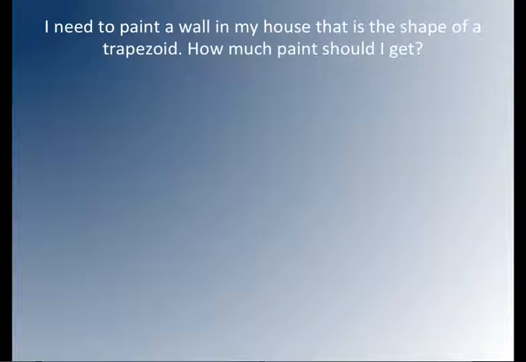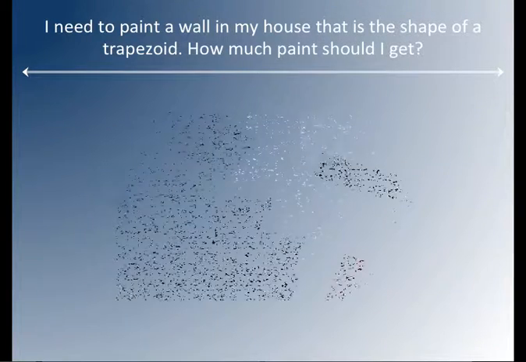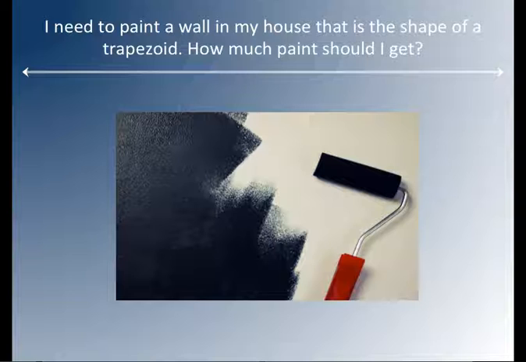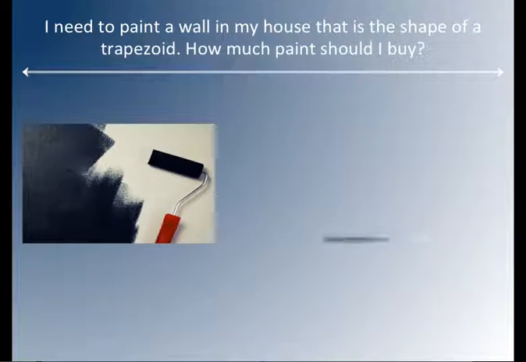Let's look at our final example for home improvement. I need to paint a wall in my house, and it's the shape of a trapezoid. How much paint should I get? You do not want to get through painting a wall and stop halfway and have to go to the store and buy new paint. You might not get the same color, or it might turn out streaky on the walls.